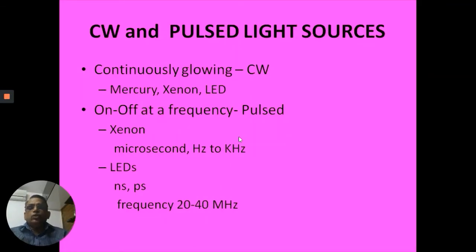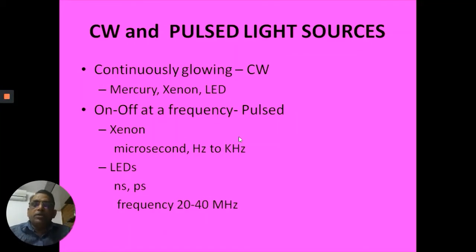Now these light sources can also be classified as CW and pulsed light sources. CW is the one continuously glowing, like a mercury lamp, xenon lamp, and LED sources. And you can also make a frequency-based light source, a pulsing light source, on and off at a particular frequency. You can have an on and off cycle, that is called a pulsed light source. A xenon lamp can be a pulsed light source. It can have a pulse width of microseconds and milliseconds. They can have a frequency of hertz to kilohertz.